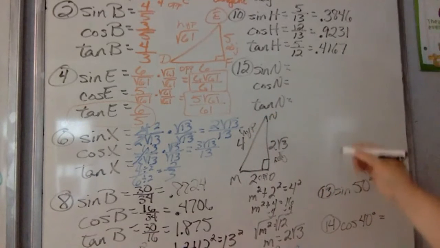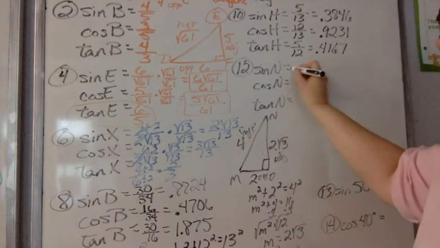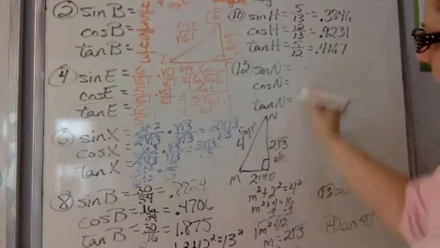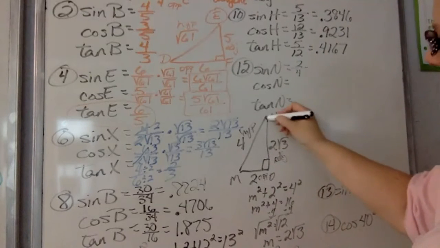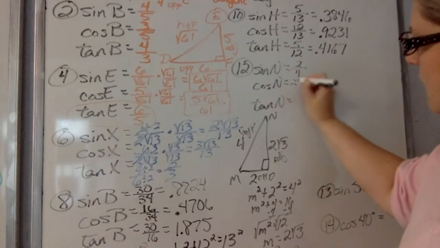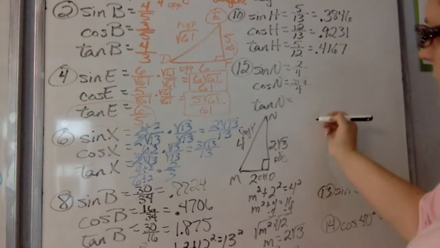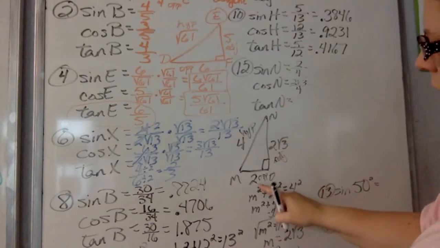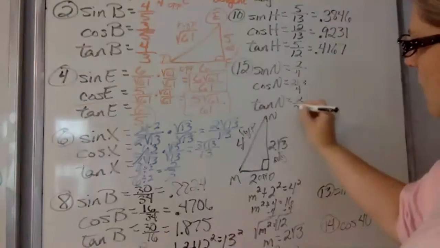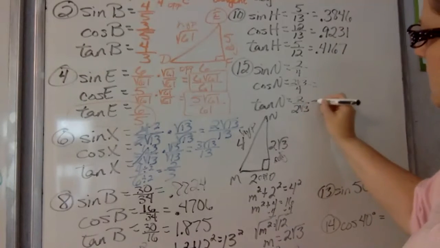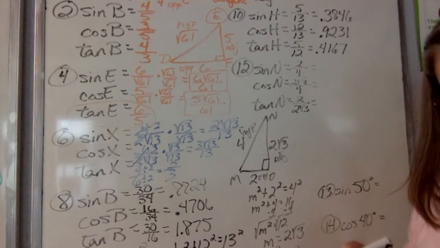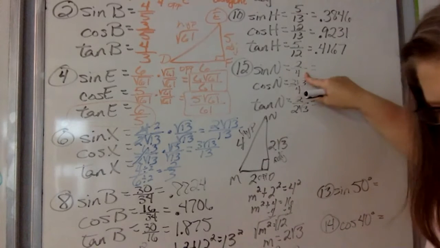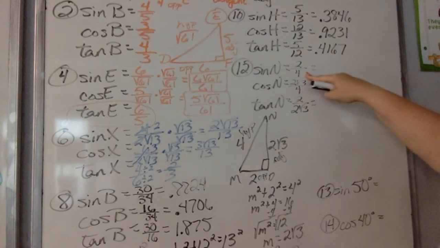Okay, so we write our ratios. Sine is the opposite over the hypotenuse. So opposite of N is 2 over the hypotenuse 4. Cosine is adjacent, 2 square root of 3 over the hypotenuse 4. And then tangent is opposite over adjacent, so 2 over 2 square root of 3. So now we just divide all those to get our decimal equivalents. So what do you get for this one? This one should be easy. You should be able to do that even without dividing it.